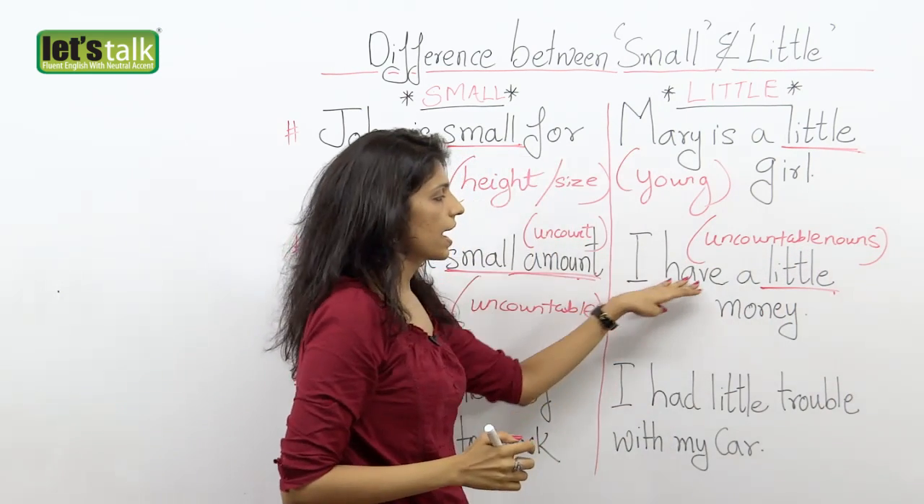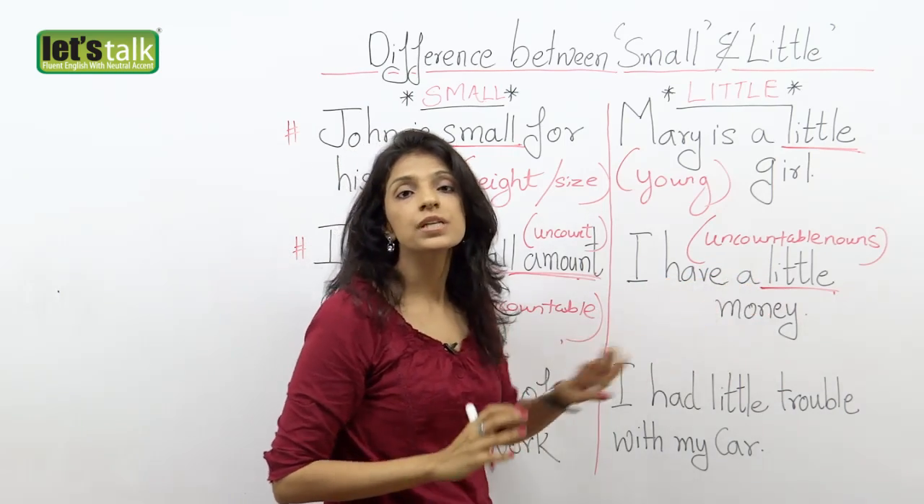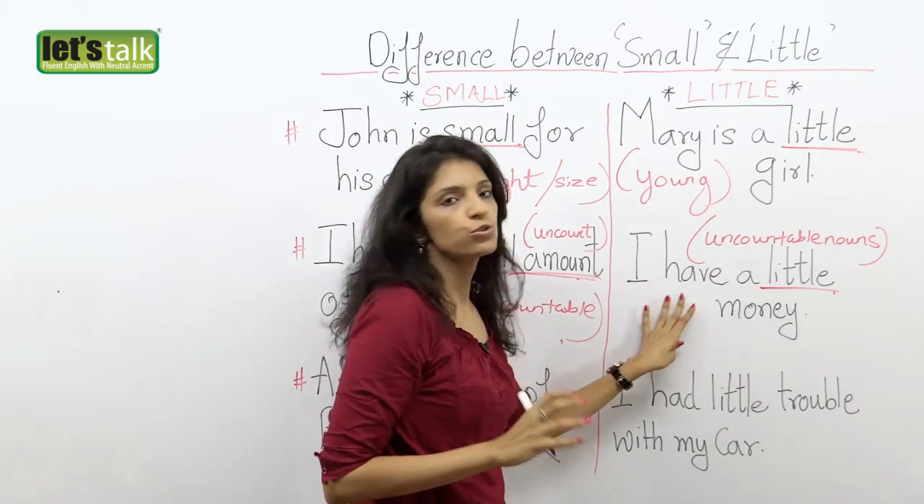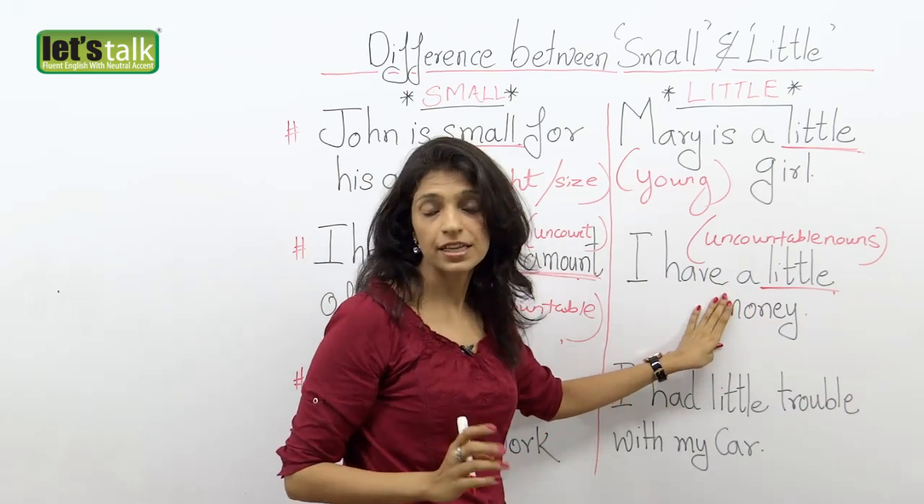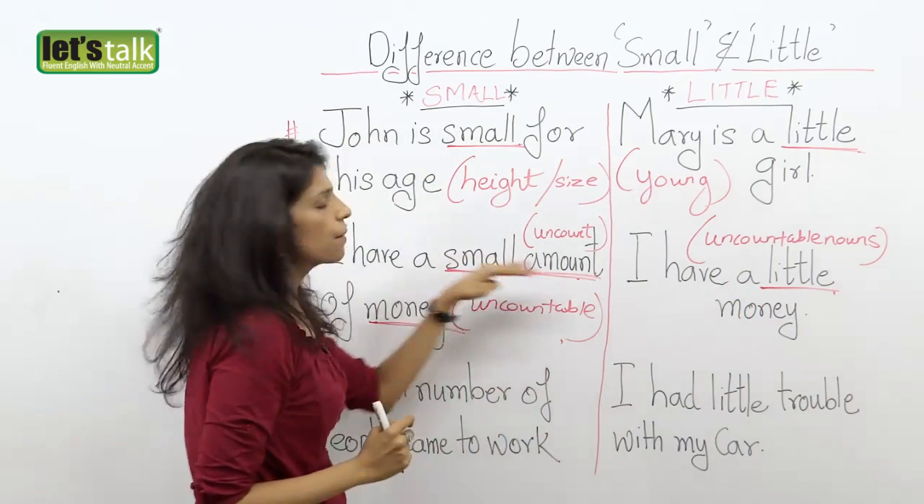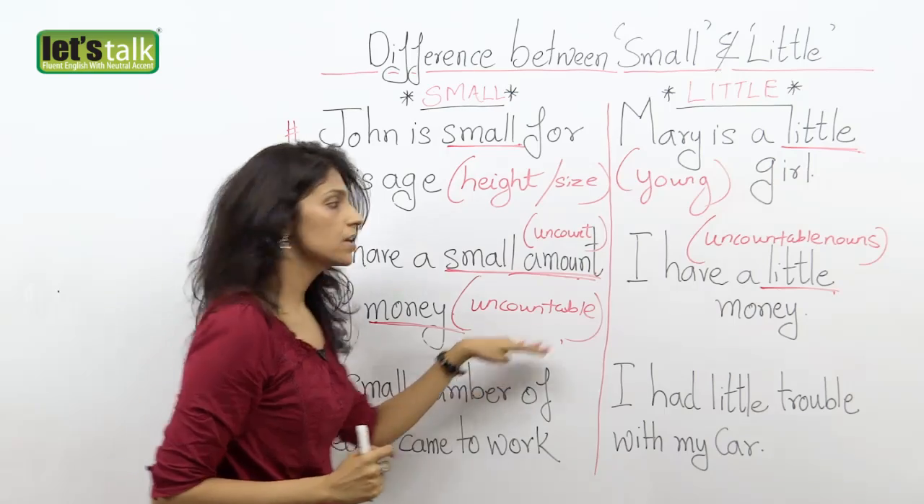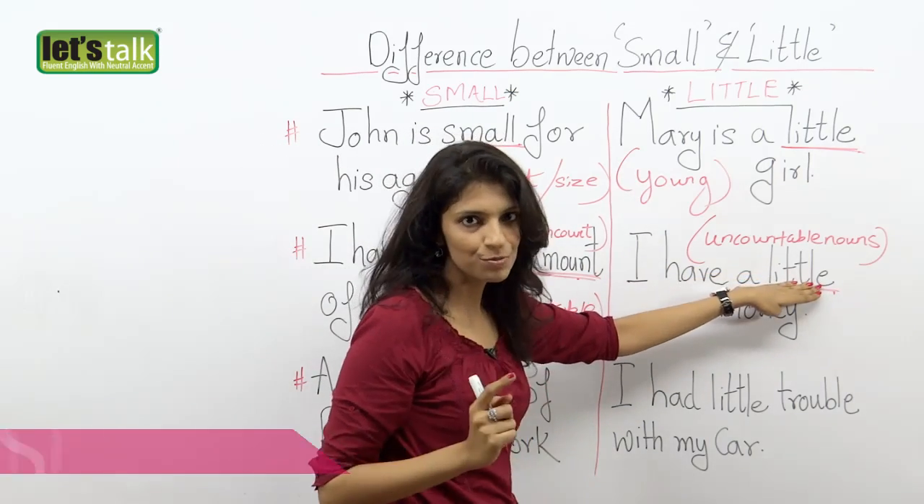Alright, so I have a little money. Here you needn't say I have a little amount of money. Just say I have a little money and that's fine. Remember, small amount for uncountable nouns and little for uncountable nouns.